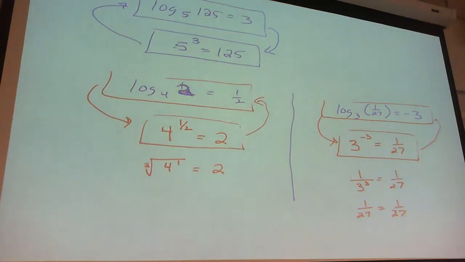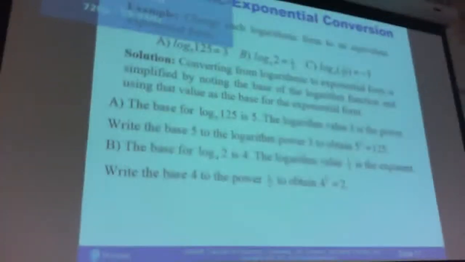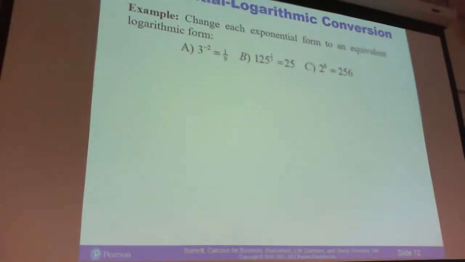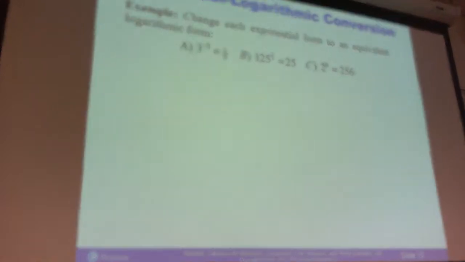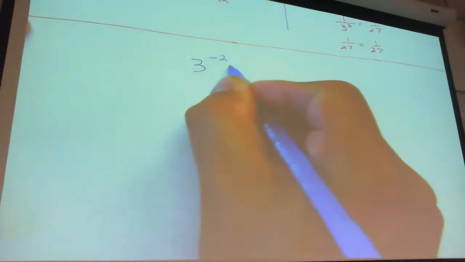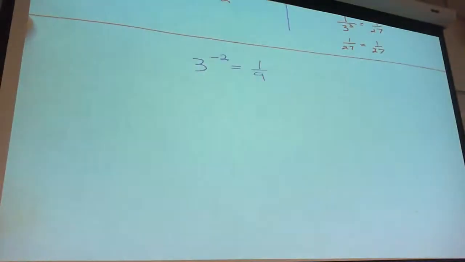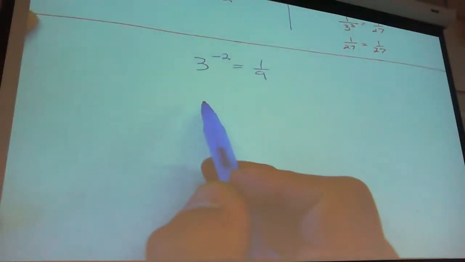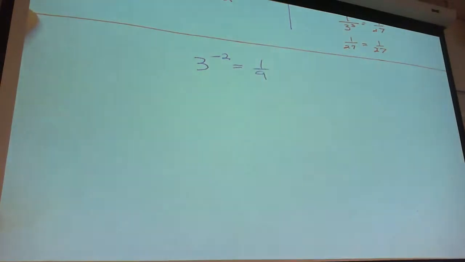Now we're going to go from exponent to log. So in your notes, there are all the answers, just like we just did. Now we're going to go the other way. Okay? So going to our paper, the first one is, if I have 3 to the negative 2 equals 1 over 9. Now, again, 3 to the negative 2 is 1 over 3 squared. 1 over 3 squared is 1 over 9.